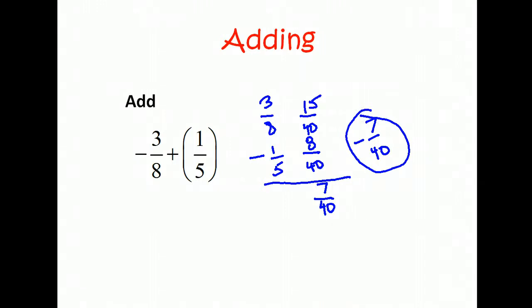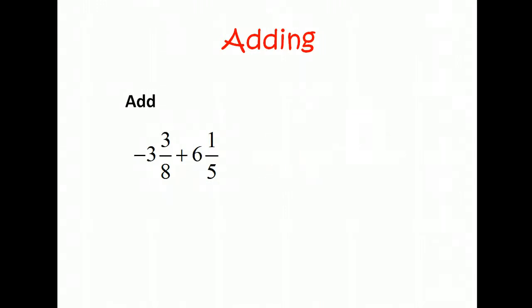Alright, let's try another one. Alright, now we're going to add two mixed fractions. So we have a mixed fraction, a whole number and a fraction part, and a whole number and a fraction part. That's the only difference. Everything else we're going to do the same. We're adding. One number is negative, one number is positive, so we do not have like terms. So this is where I'm actually going to subtract. I'm going to forget about the negative sign. I'm going to do the bigger number, 6 and 1/5, minus the smaller number, 3 and 3/8.